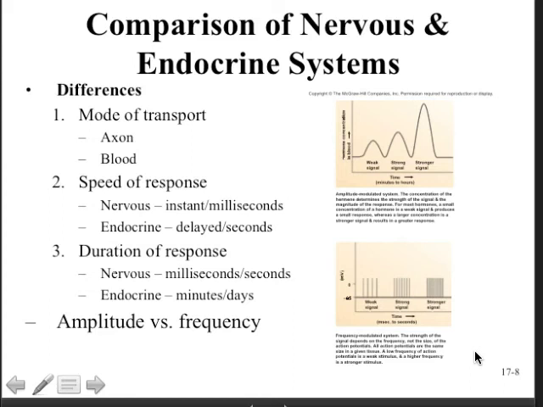The duration of the response is different. The nervous system response lasts only a few milliseconds, where the endocrine system can last minutes to days to even weeks. And so what you're seeing here in this diagram is just a comparison of amplitude versus frequency, and you can see here, if we look at the endocrine system, we have this broader shoulder, whereas if we look at the nervous system, we have a much tinier window in which we act and in which the response is given. Okay, so this is how the two systems complement each other.